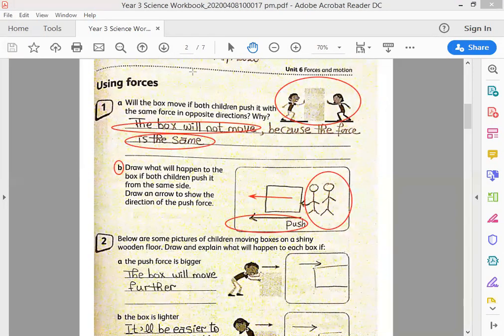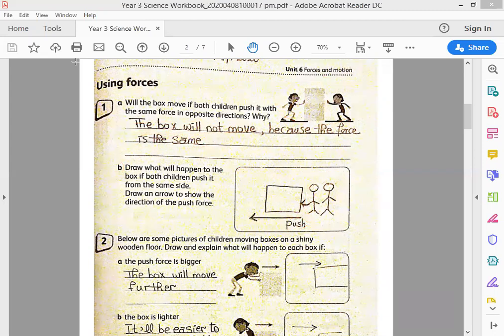In other words, if you place the children on this side, the left side, you have to draw the arrow in this direction because they are going to push in this direction. So the arrow will depend on the place where the children stand. If they stand here, you have to draw the arrow pushing in this direction. Okay? Question 2.